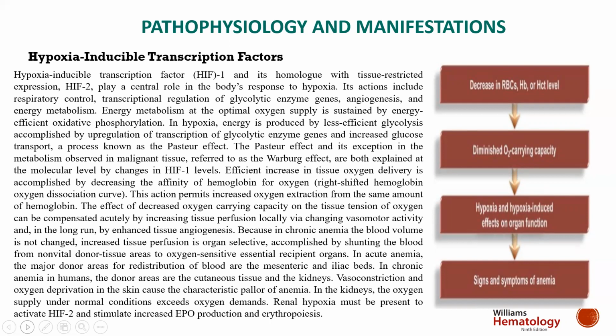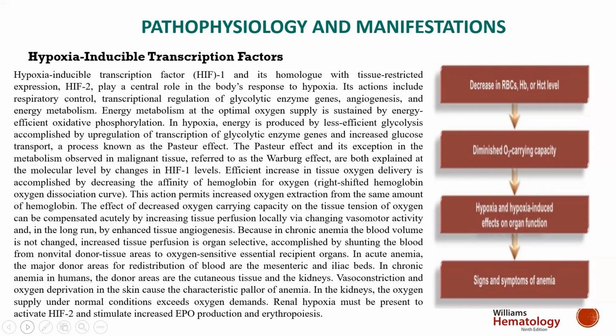The effects of decreased oxygen carrying capacity on the tissue tension of oxygen can be compensated acutely by increasing tissue perfusion locally via changes in vasomotor activity and in the long run by enhanced tissue angiogenesis. Because in chronic anemia the blood volume is not changed, increased tissue perfusion is organ selective, accomplished by shunting the blood from non-vital donor tissue areas to oxygen-sensitive essential recipient organs. In acute anemia, the major donor areas for distribution of blood are the mesenteric and iliac beds. In chronic anemia in humans, the donor areas are the cutaneous tissue and the kidneys.